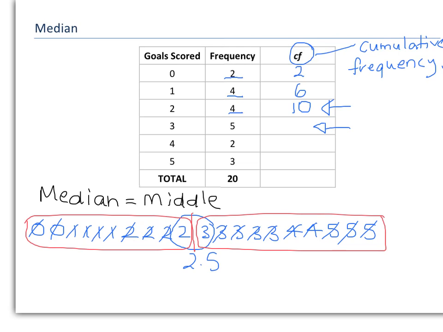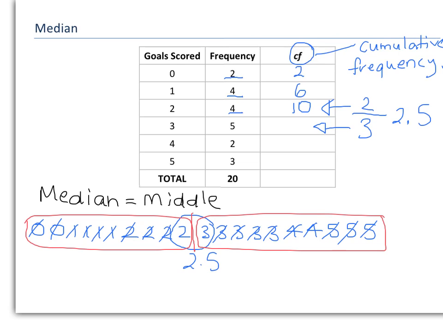So looking at that, what's the median number then? Well, if the 10th score was 2 and the 11th score was 3, and the median is halfway between these two, then you can very clearly see the median should be 2.5.